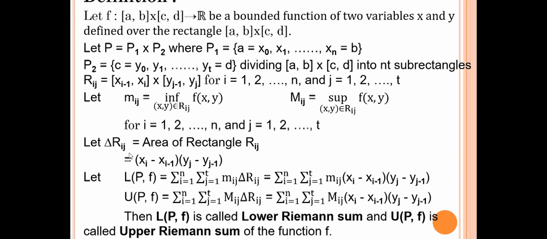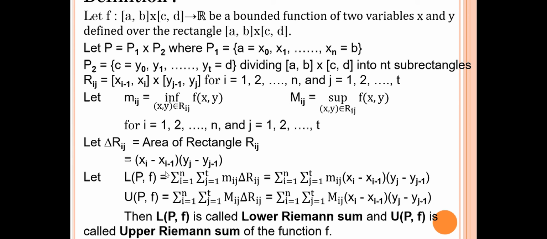So let delta of R_ij be, what is delta of R_ij? It is nothing but the area of the subrectangle R_ij. So it is given by (x_i minus x_{i-1}) into (y_j minus y_{j-1}). So this is nothing but delta R_ij, that is the area of subrectangle R_ij.